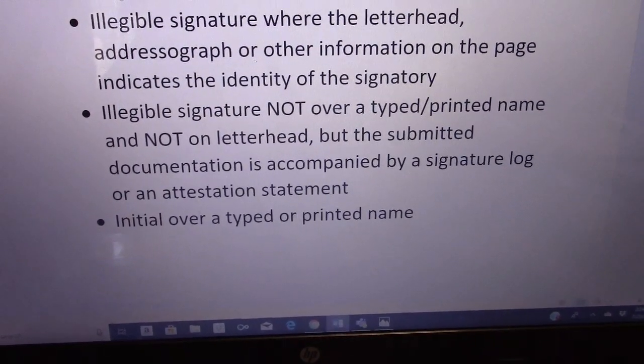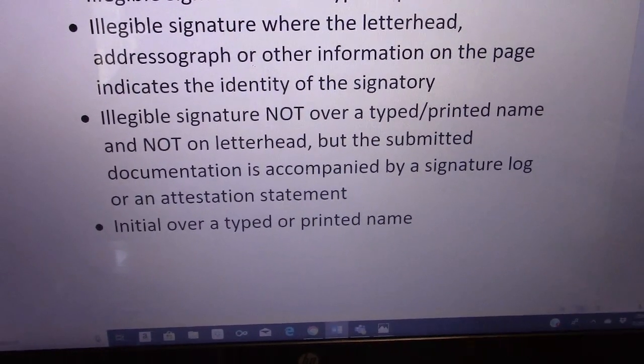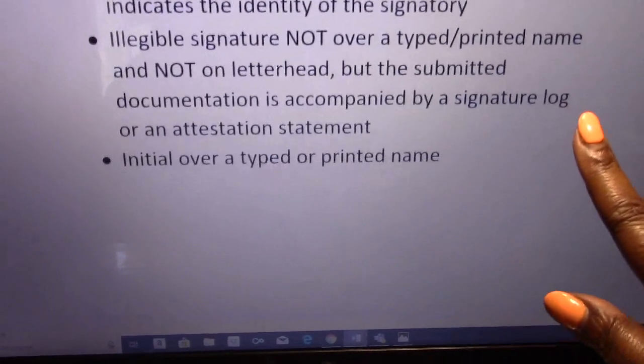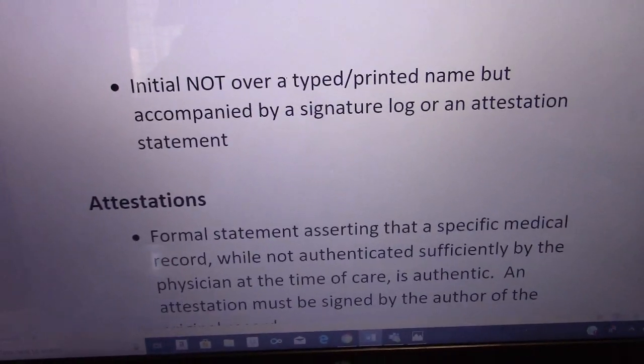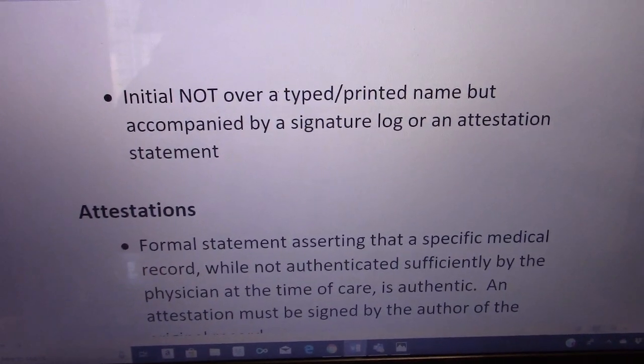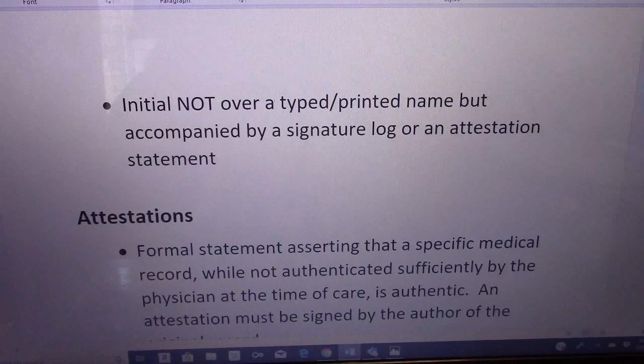Documentation is accompanied by a signature log or an attestation statement, or an initial over a typed or printed name. Initial not over a typed or printed name, but accompanied by a signature log or an attestation statement.